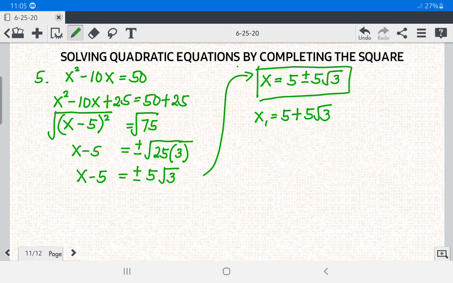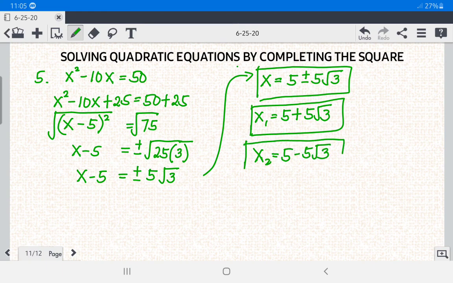Then x sub 2 is 5 minus 5 square root of 3. Now, can you combine these two terms, 5 and 5 square root of 3? No, because they are not similar terms, right? This is a whole number, this is a radical. So you cannot combine the two terms. So, let us now check.